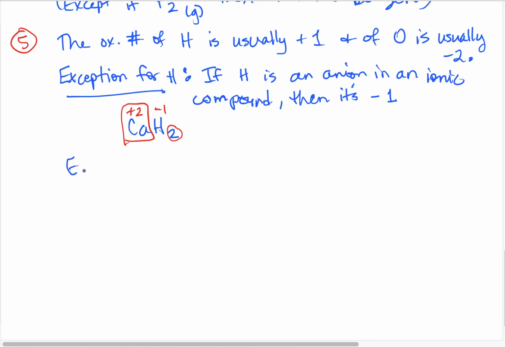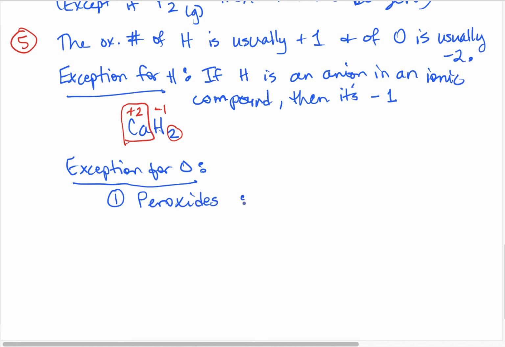The exception for oxygen, we actually have 2, but one of them is very, very rare. So one is if you have peroxides. So a peroxide looks like hydrogen peroxide, H2O2. You can also have sodium peroxide or potassium peroxide, and that's basically about it. So if you have one of those 3, then take a look.